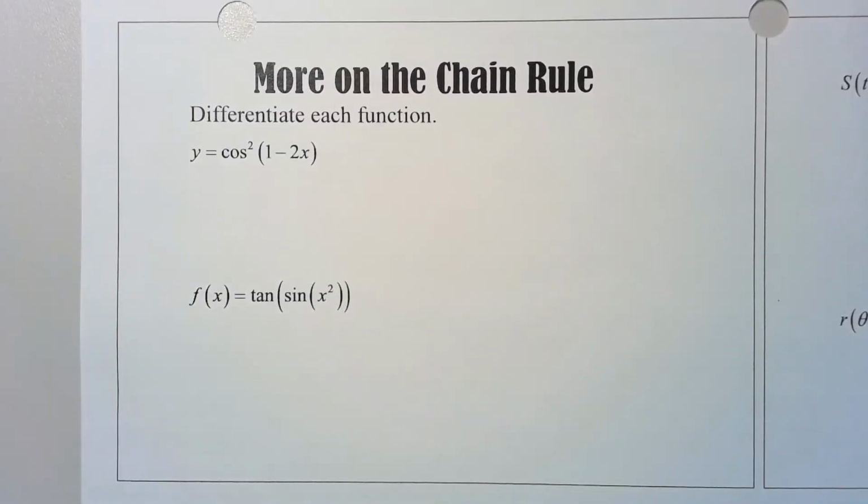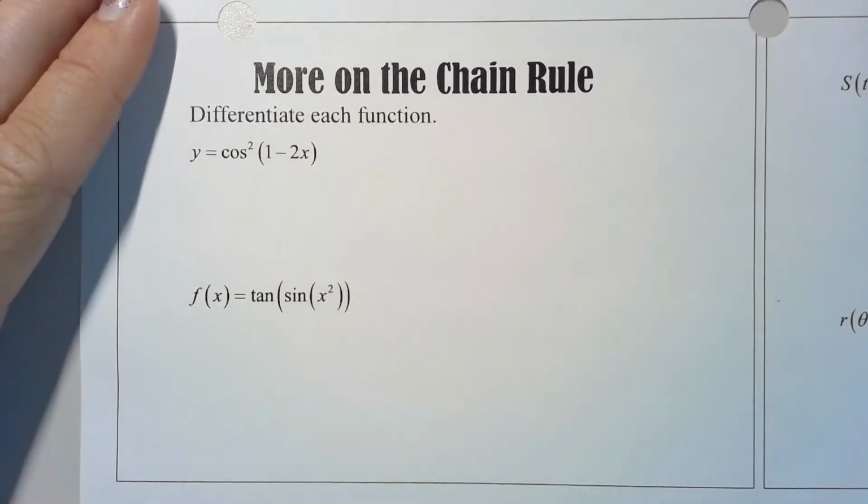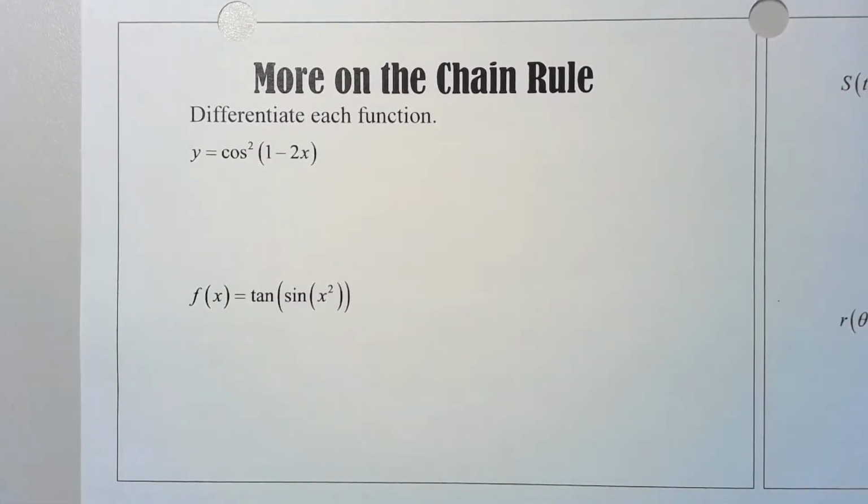All right, in our last day here of notes, we're just going to do some more examples with the chain rule. So differentiate each function. So we have y equals cosine squared of 1 minus 2x. So we see those parentheses. That's a really good indicator that we're going to use the chain rule.